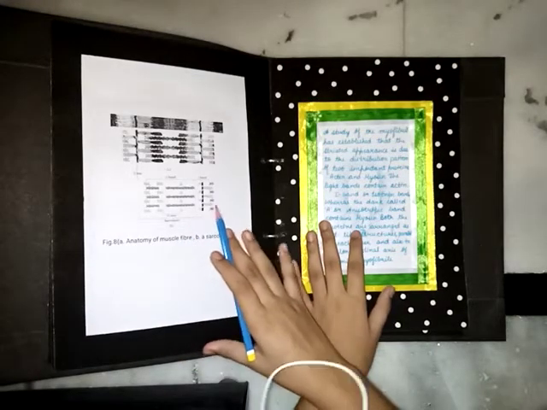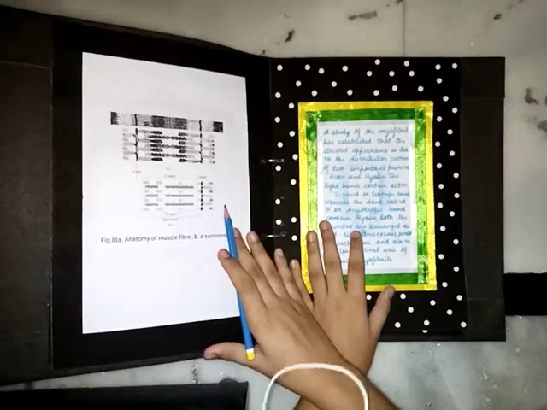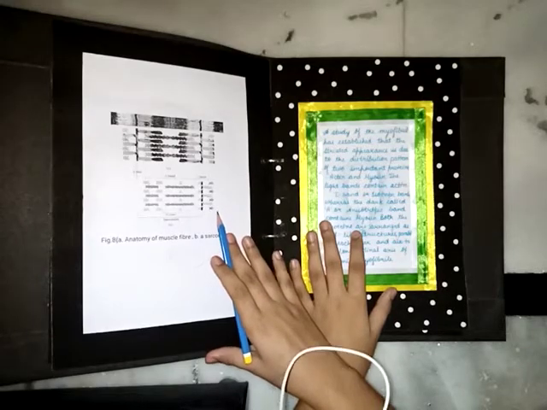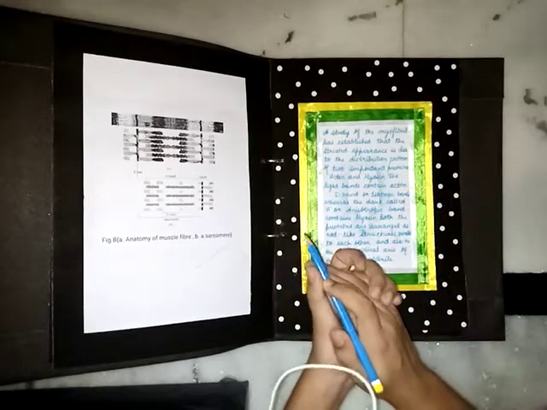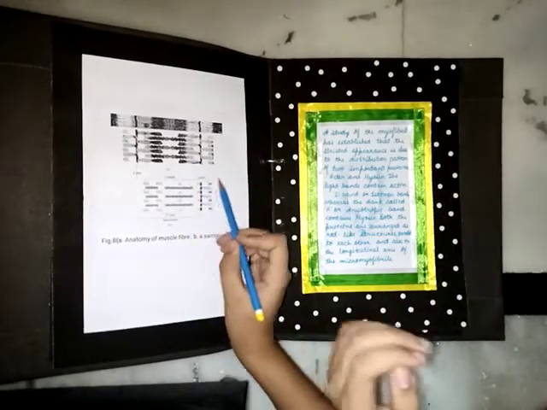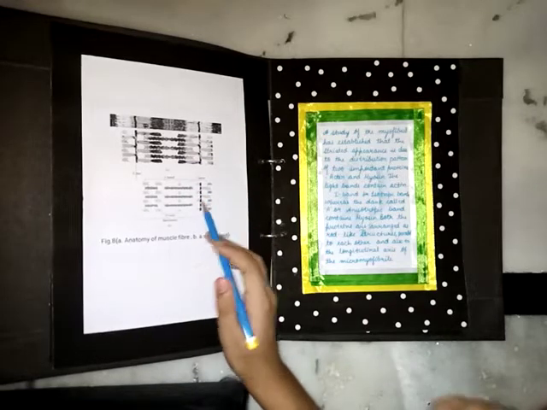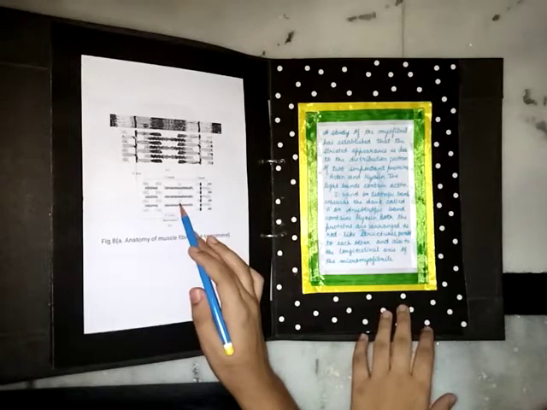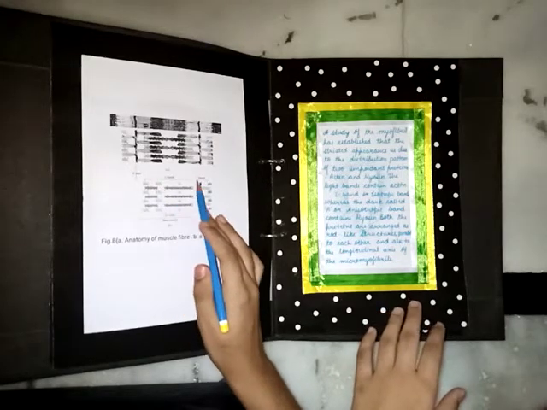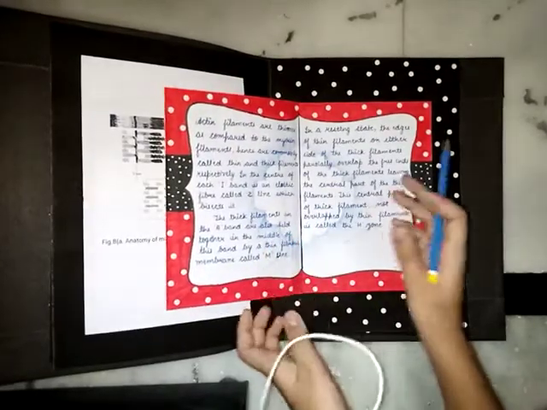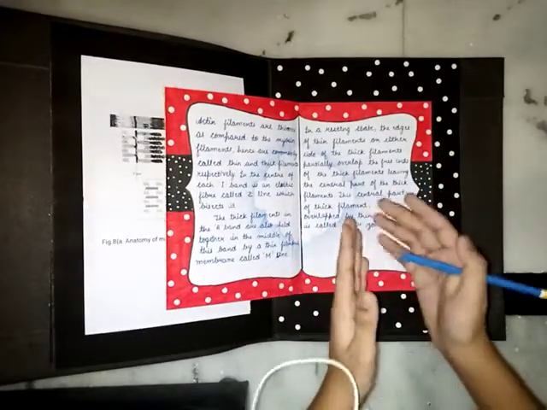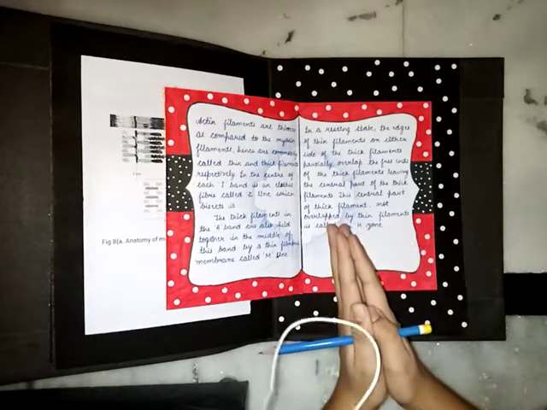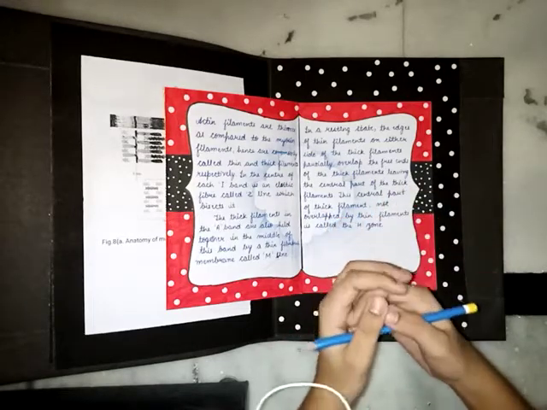A study of myofibrils has established that the striated appearance is due to the distribution pattern of two important proteins, that is actin and myosin. Actin, you can see this I band. I band is the light band, and the dark band is myosin protein, and it is also known as A band. Now, what is the difference between actin filaments and myosin filaments? As you know, actin filaments are thin as compared to myosin filaments.